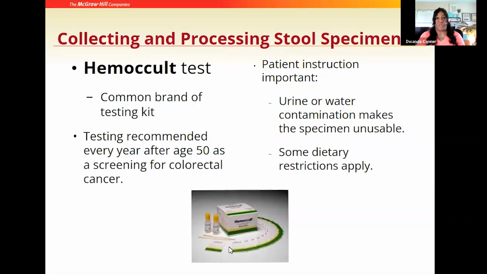Patient instructions for this, because our patients can do these tests at home, and if they're doing it in the office, it will come with its own particular instructions. So the patient would need to sit on the toilet as if they were going to have a bowel movement, and they're going to want to use a clean, dry container to collect the stool specimen. Once they collect that stool specimen, they're going to make sure that it doesn't have any contamination with urine. We just want stool by itself.